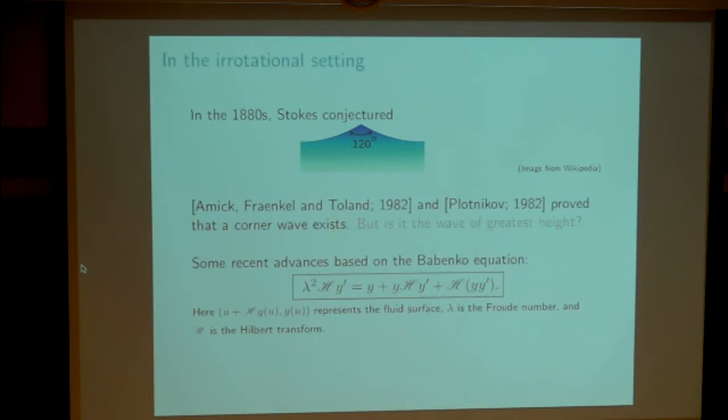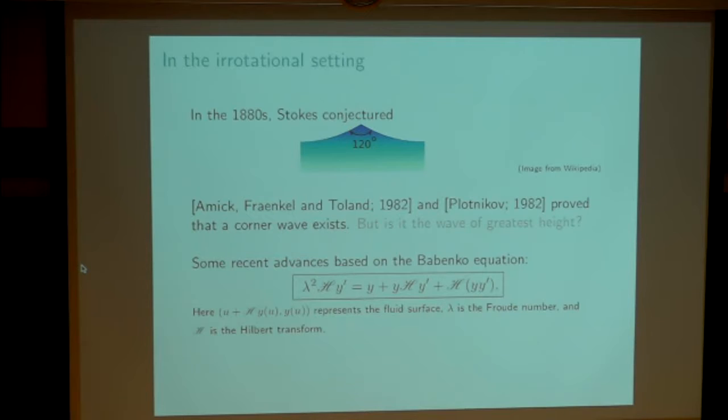In the 19th century, Stokes, as in the Navier-Stokes equation, made many contributions about waves of this form. For example, he observed that the crest becomes sharper and troughs become flatter as the amplitude increases. And he also observed that the wave of greatest possible height will have a sharp corner at the wave crest with the contained angle of 120 degrees.